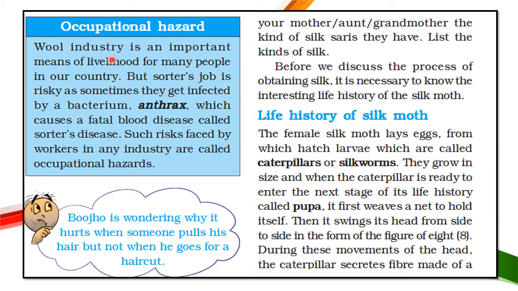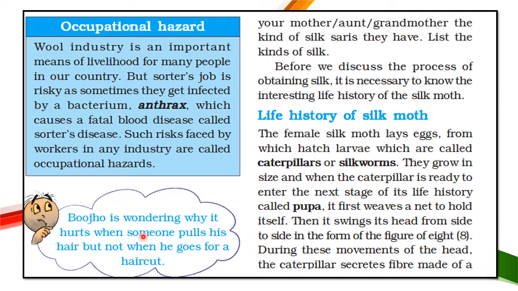Now, occupational hazard. This is very important. Please underline: the wool industry is an important means of livelihood for many people in our country. But the sorter's job is risky as sometimes they get infected by a bacterium, anthrax, which causes a fatal blood disease called sorter's disease. Such risks faced by workers in any industry are called occupational hazard.